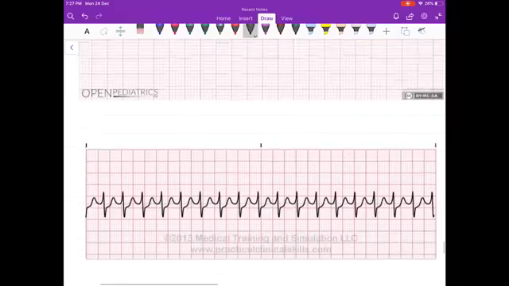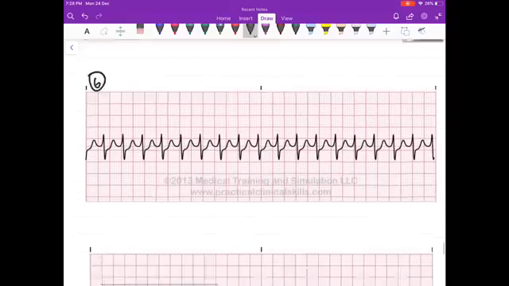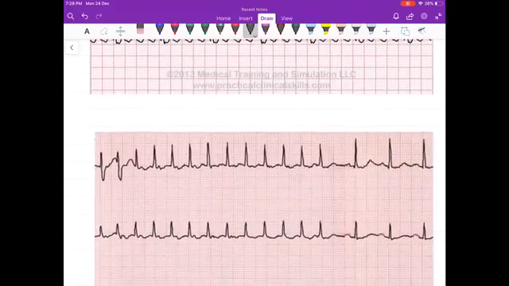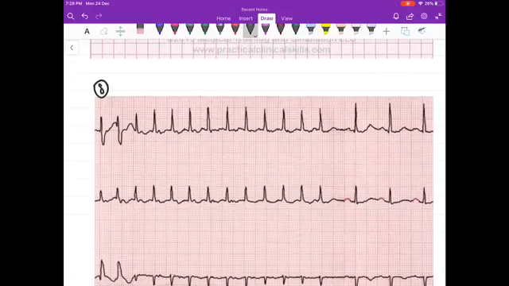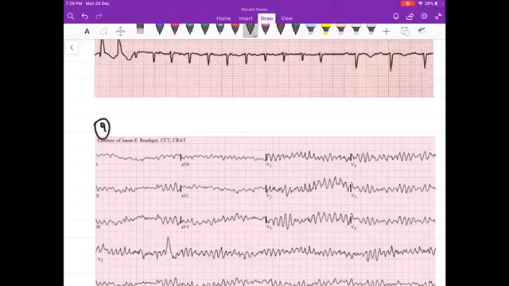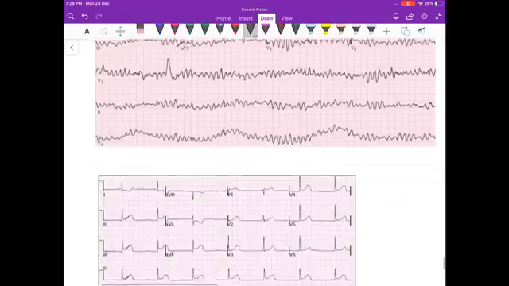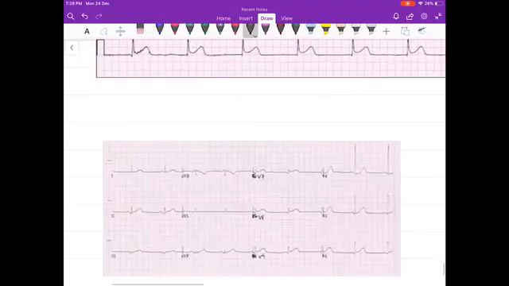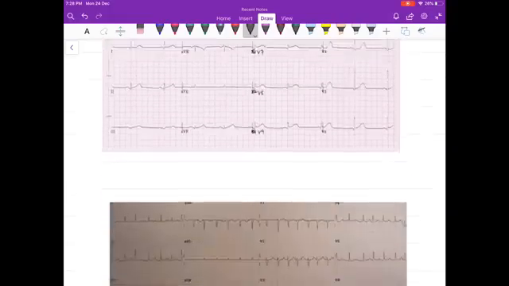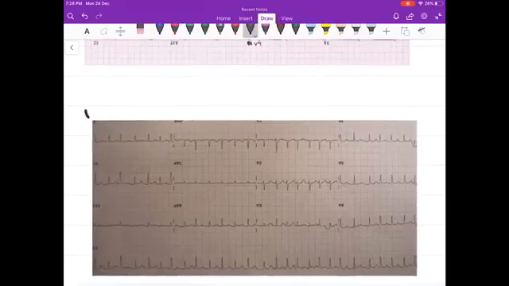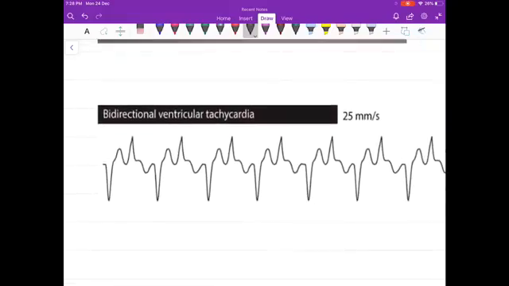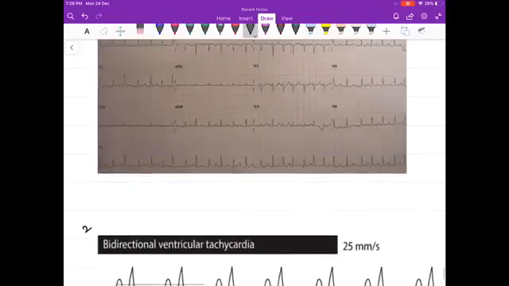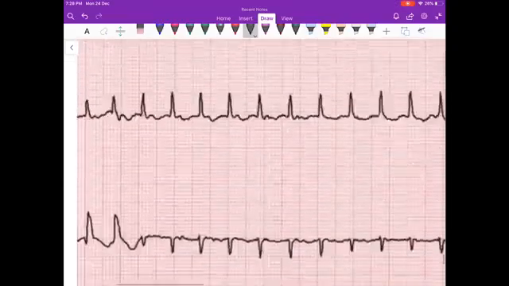Question number 5, or you can write down the answers in your notebook. Question number 6, question number 7, question number 8, question number 9, question number 10, question number 11, question number 12, bidirectional ventricular tachycardia is seen in question number 13. So we will discuss these 13 ECGs now.